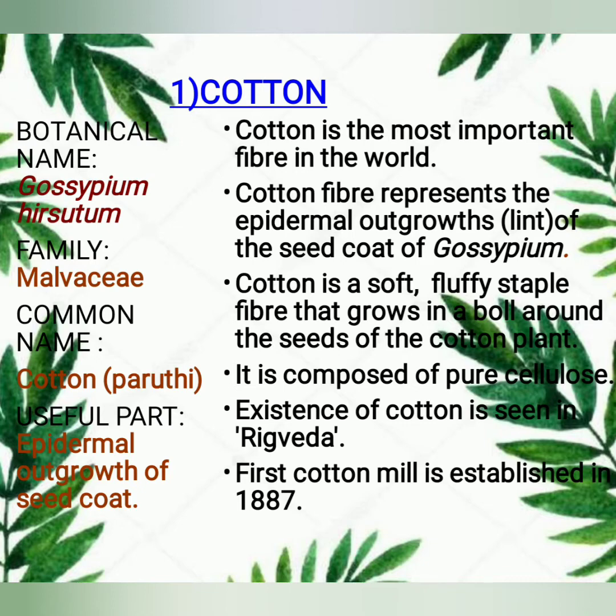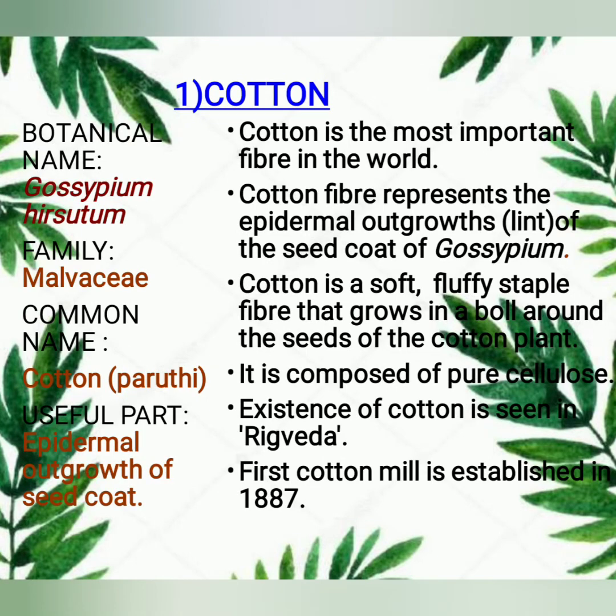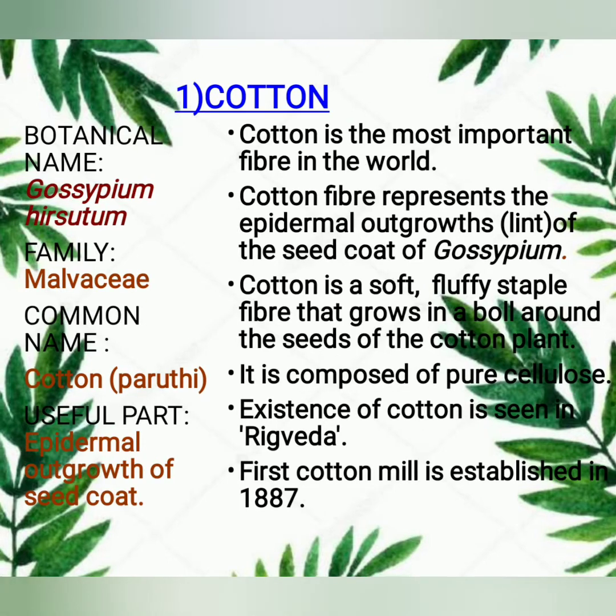Botanical name of cotton is Gossypium hirsutum. The family is Malvaceae. Its common name is paruti. Useful part of cotton is the epidermal outgrowth of seed coat. Cotton is the most important fiber in the world.